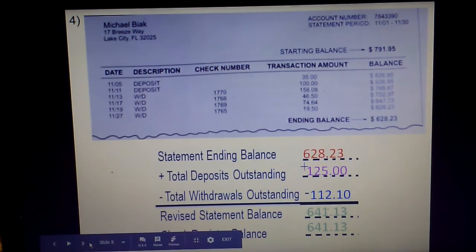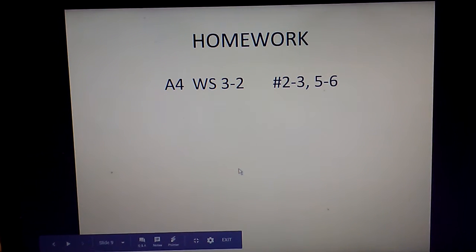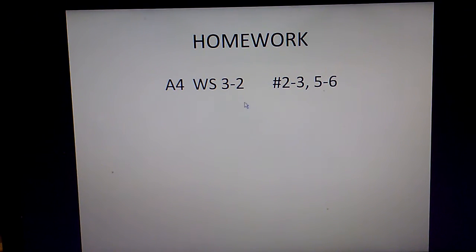Okay. So our homework is going to be worksheet 3-2. Sub will hand it out. You're going to do numbers 2 and 3 and 5 and 6 due tomorrow. And that's it.